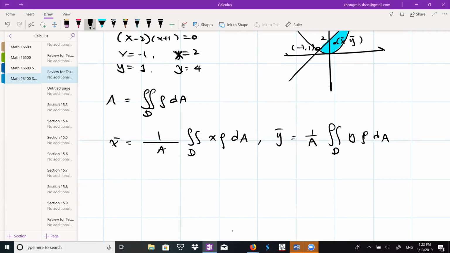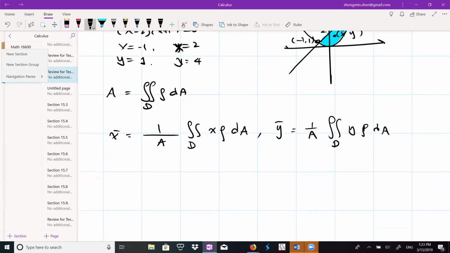Let's see. This is in section 11.15. Let's find out where it is. It is the application of double integrals. Yeah. Okay. So there are two formulas given in the book. So now the next step is just to evaluate this integral. Write down the correct formula.